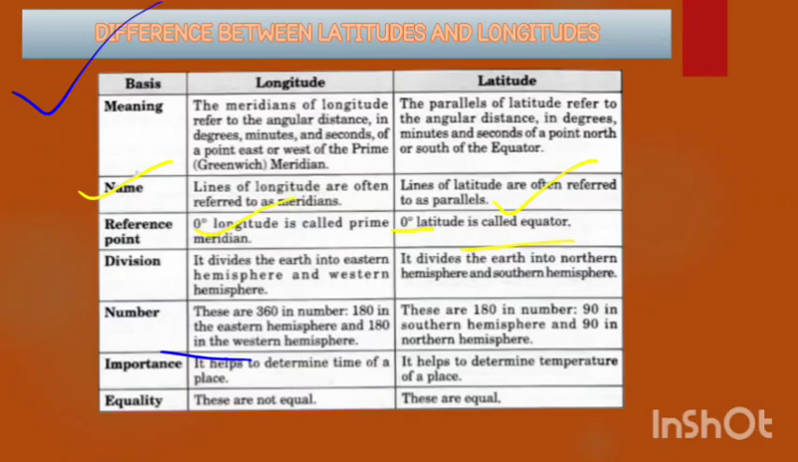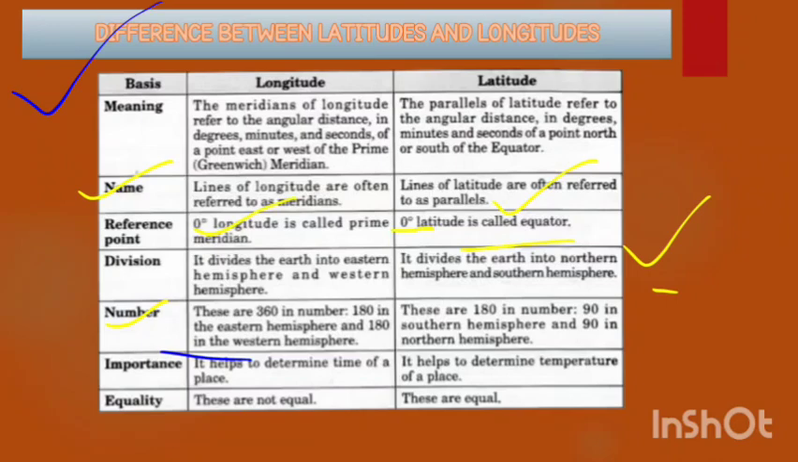It connects the north and south poles, and the prime meridian divides our earth into two equal parts from north to south. That's why the eastern part of the prime meridian is called the eastern hemisphere and the western part is called the western hemisphere. In the case of latitude, the equator splits the earth into two equal halves. The northern part of the equator is called the northern hemisphere and the southern part is called the southern hemisphere. There are 360 longitudes, 180 in the eastern hemisphere and 180 in the western hemisphere respectively. In the case of latitude, there are 90 in the southern hemisphere and 90 in the northern hemisphere.